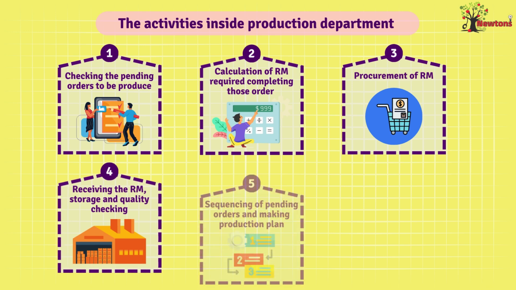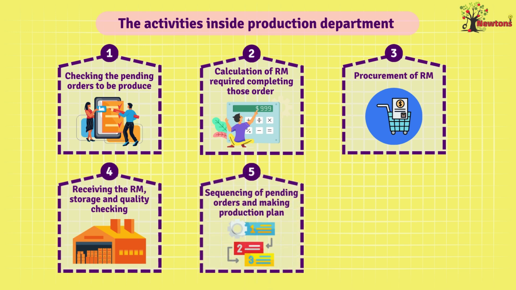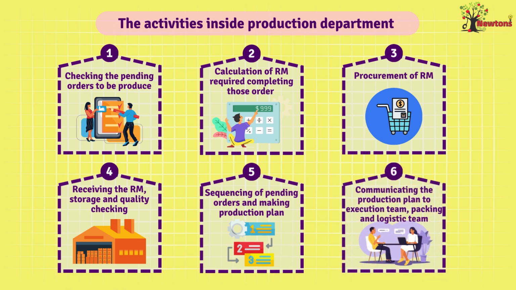Then we have sequencing or scheduling pending orders and creating production plans. Remember, sequencing is crucial to estimate production finish dates, communicate with customers, and enhance efficiency in specific production units. And then communicating the production plan to execution, packing, and logistics teams. This is to ensure everyone is aligned and prepared for the next steps.